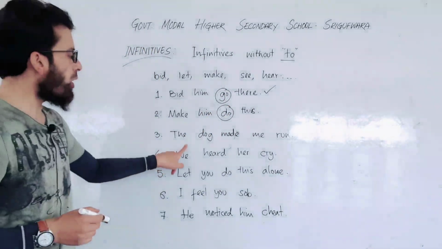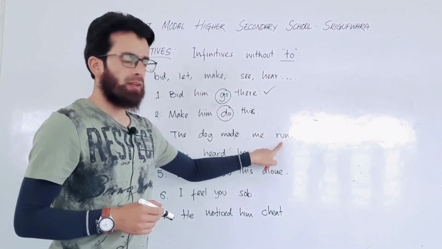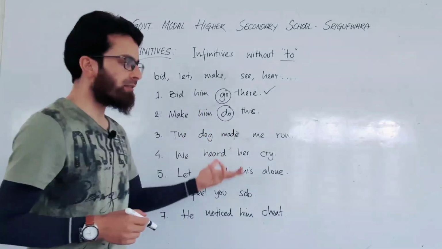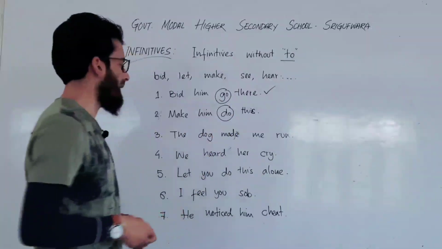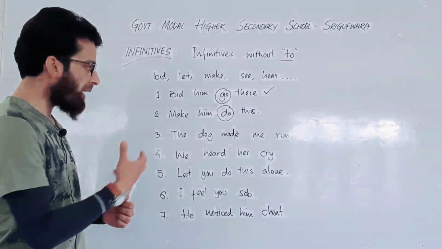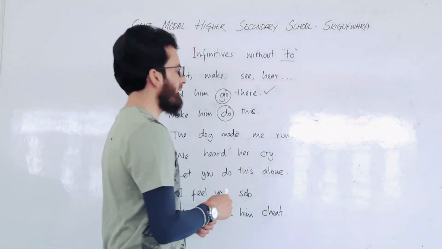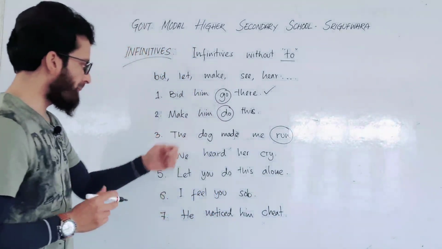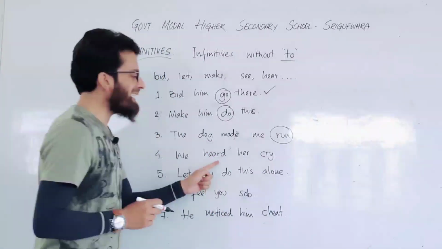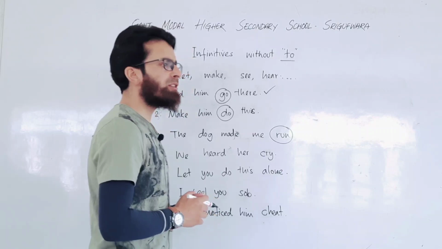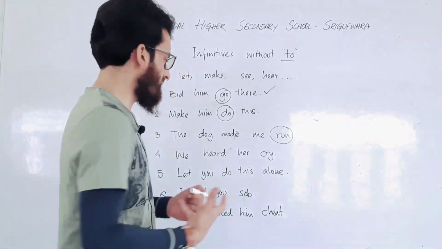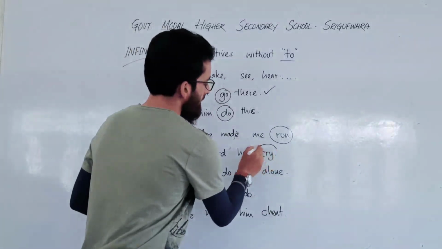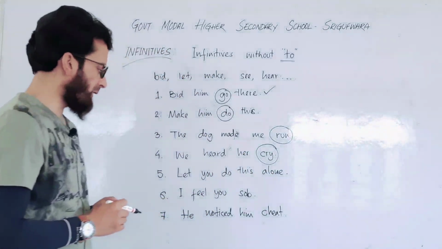The dog made me run. Made is the past form of make. Me is the object of made, and run is an infinitive without to. All these are bare infinitives. We heard her cry. So she was crying and we heard that. This is the simple meaning, and not we heard how to cry. So cry is an infinitive.